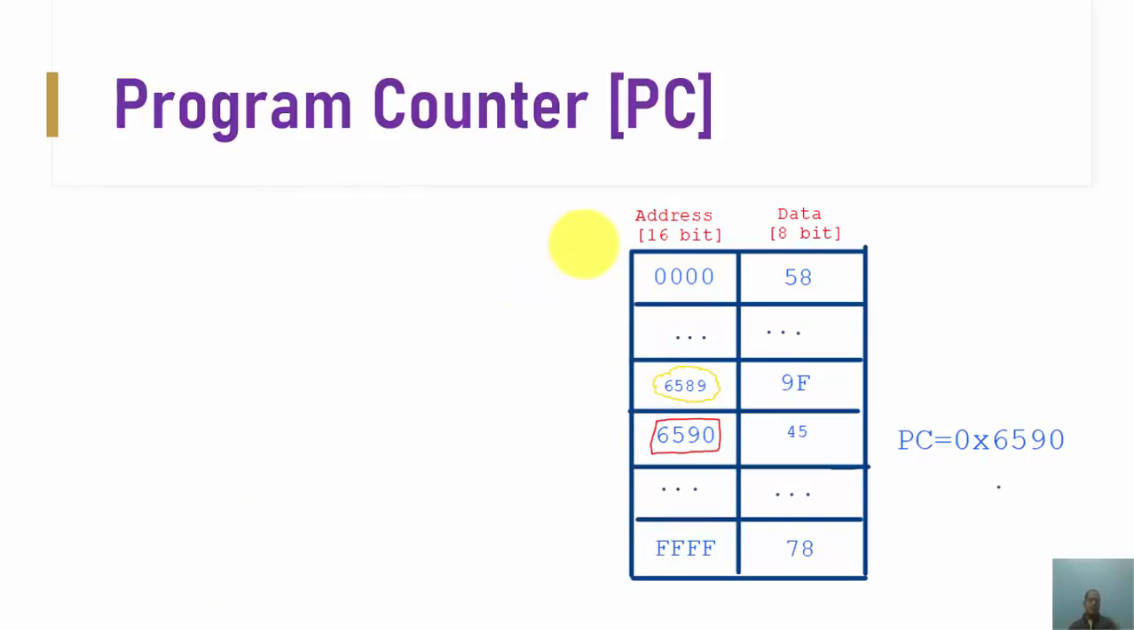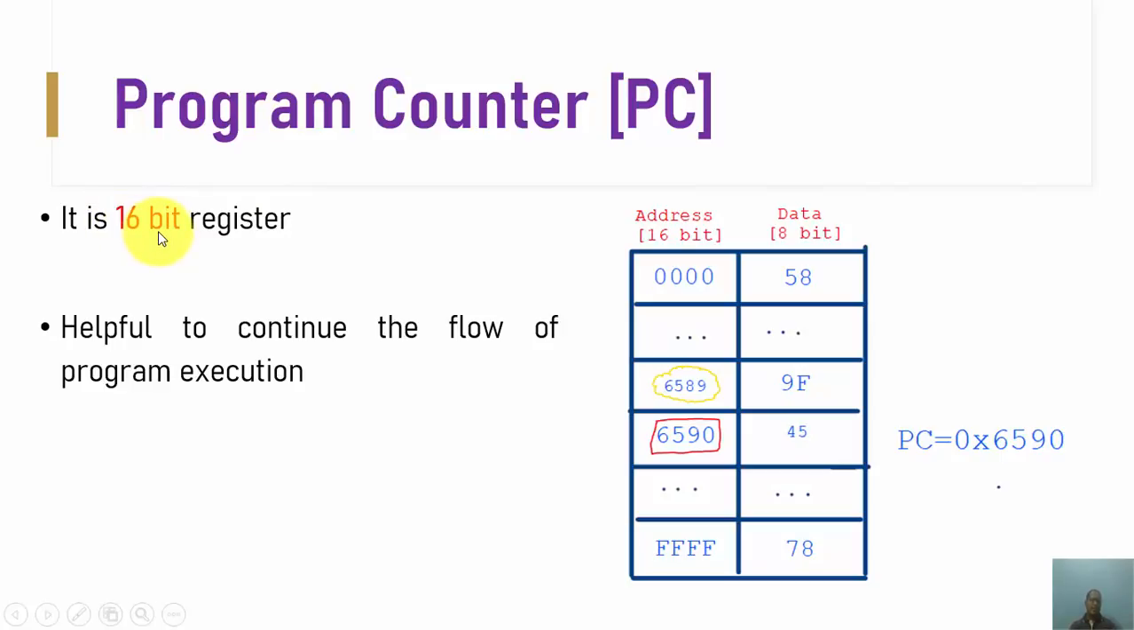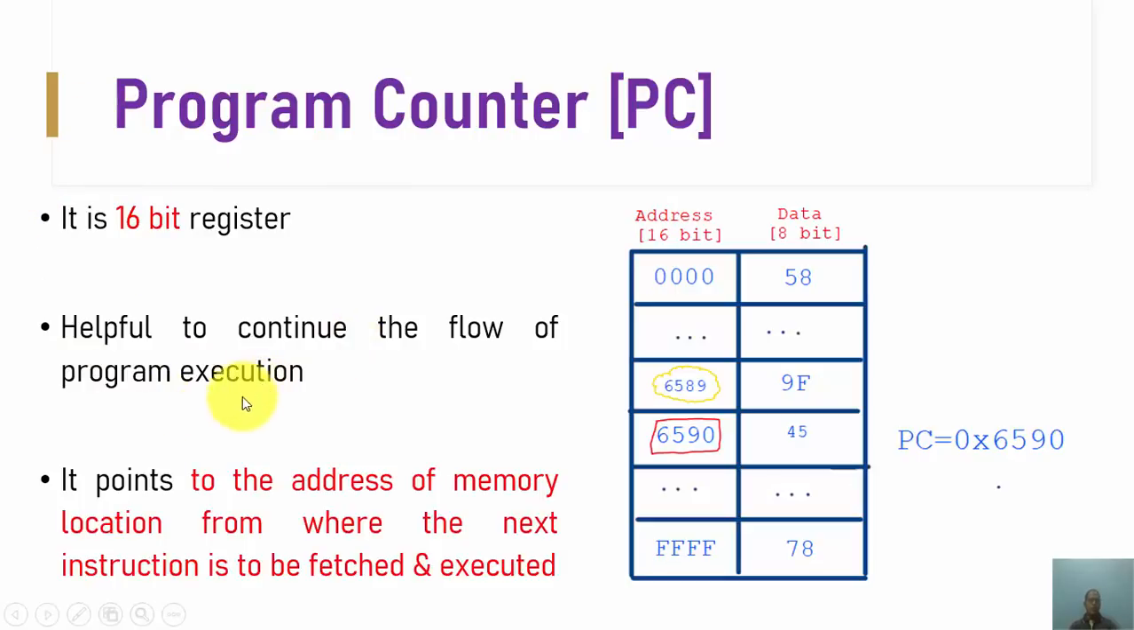The next register is the program counter. Before going to understand the program counter, let us consider this memory map. Here I have stored my code from, suppose, the memory location 6589 onwards. So 6589 holds the data 9F, and 6590 holds the data 47. Basically the program counter is also a 16-bit register, like your DPTR, but it is helpful to continue the flow of execution of your program.